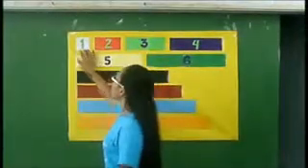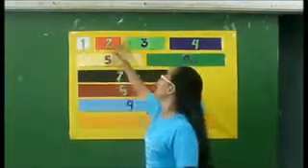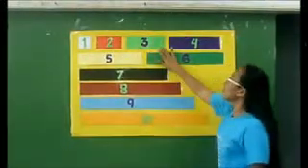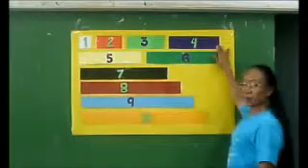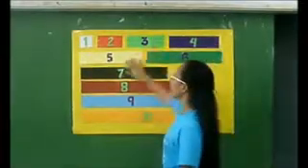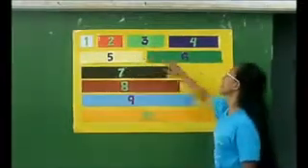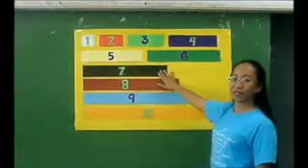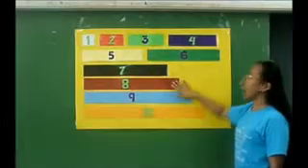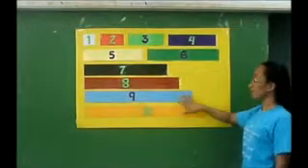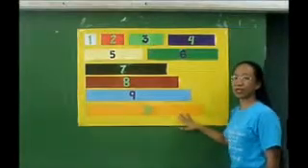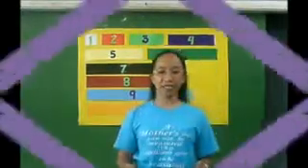White is equivalent to 1 centimeter, red for 2 centimeters, light green for 3 centimeters, purple for 4 centimeters, yellow 5 centimeters, dark green 6 centimeters, black 7 centimeters, brown 8 centimeters, blue 9 centimeters, and orange for 10 centimeters. We will need this in our lesson.